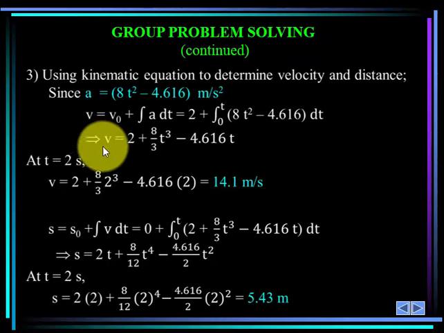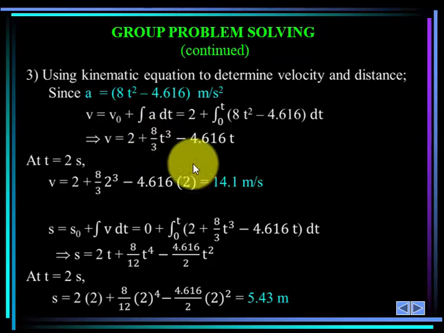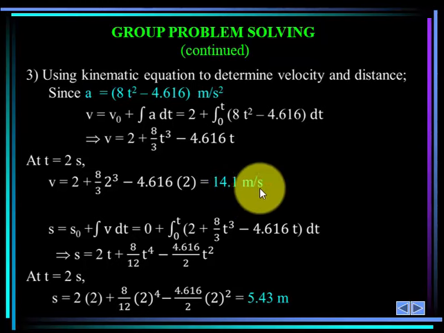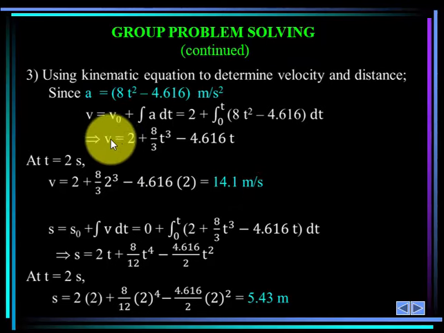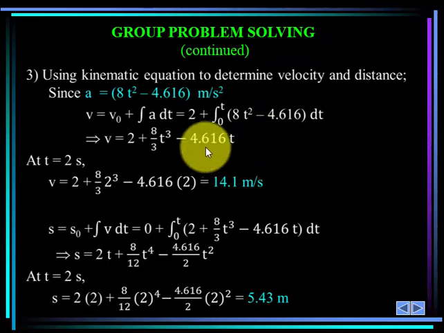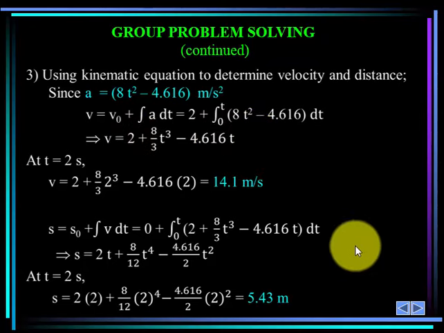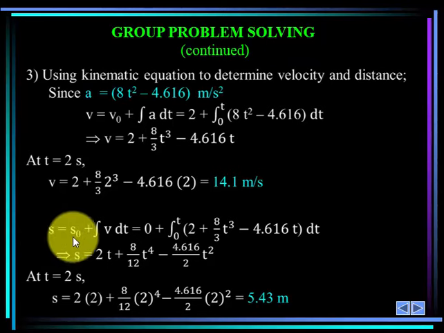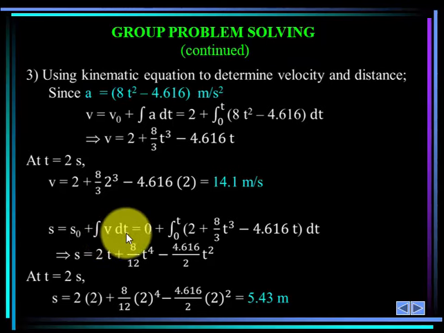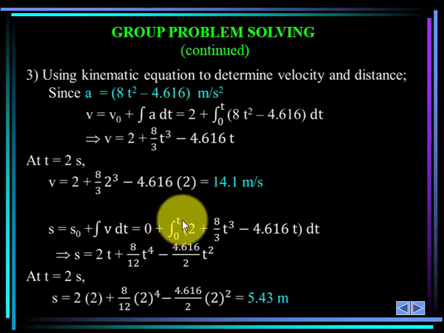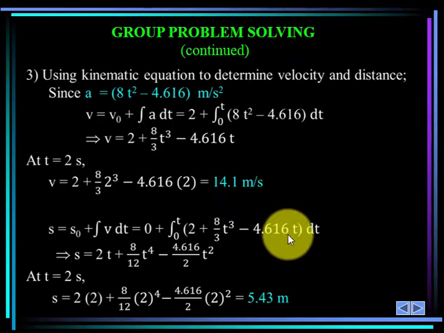At t equal 2 seconds, we plug in 2 seconds everywhere we have t, crunch the numbers, and we have a velocity of 14.1 meters per second. Now if we want to know where we're located at the end of 2 seconds, we'll take our velocity equation before we plugged in the t equal 2. We will integrate this equation, and we will have s equal to s0 plus the integral of velocity with dt, and our initial position we're going to call 0, and then we have to integrate our entire velocity equation, which was 2 plus 8/3 t cubed minus 4.6 times t.